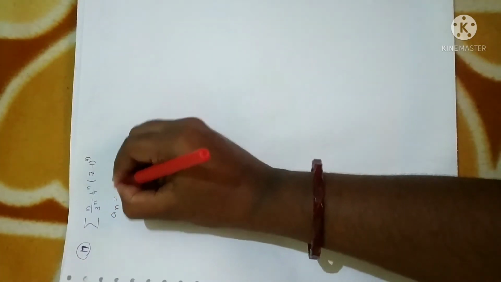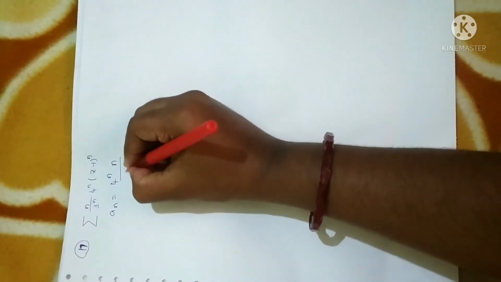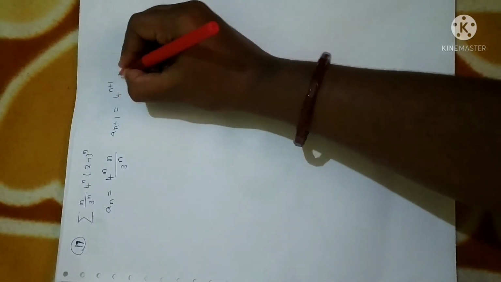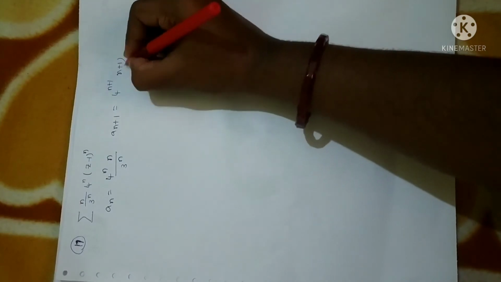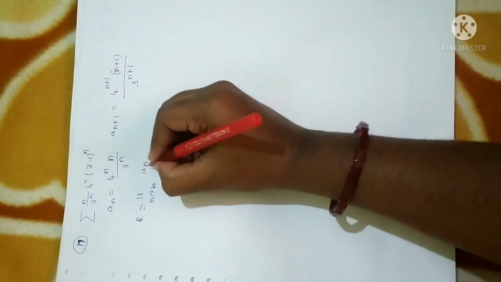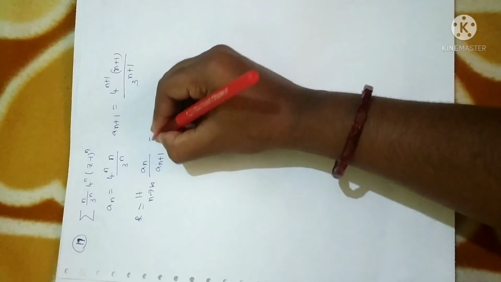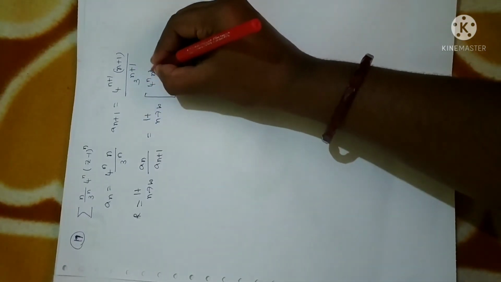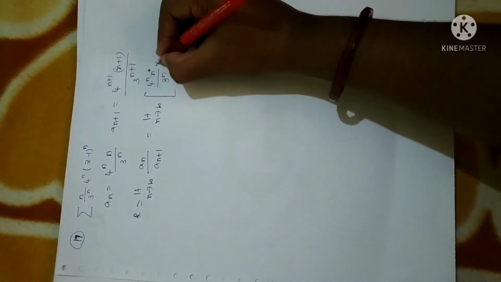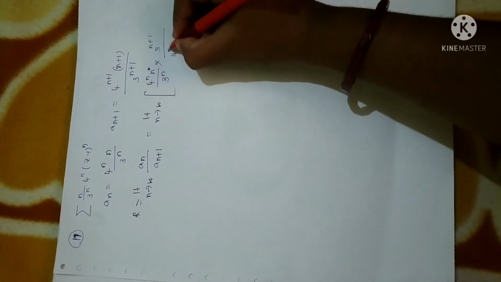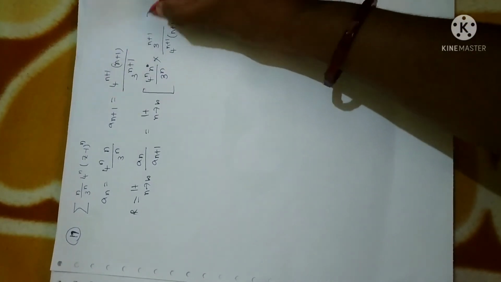So here an is 4 power of n into n divided by 3 power of n. An plus 1, you just change n to n plus 1. So you will get this: 4 power of n plus 1 into n plus 1 divided by 3 power of n plus 1. Now let me write the formula. R is equal to limit n tending to infinity an divided by an plus 1. So on substitution you will get limit n tending to infinity an is 4 power of n into n divided by 3 power of n. When you divide, I can write it as 3 power of n plus 1 divided by 4 power of n plus 1 into n plus 1.